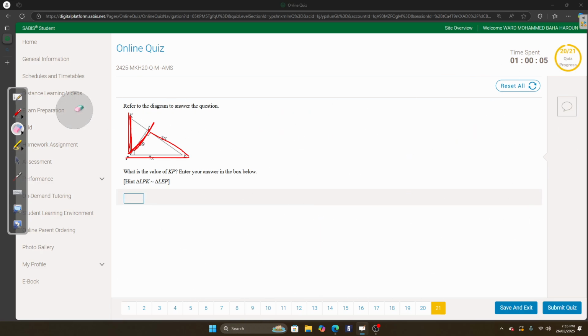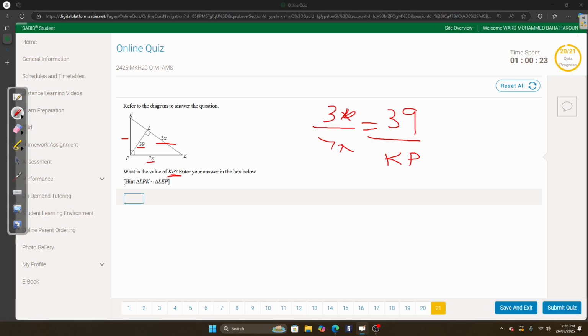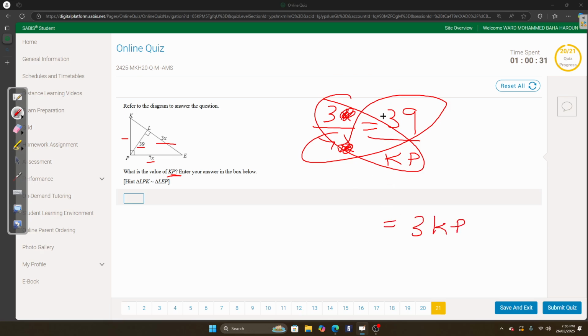Okay, I'll re-explain it for you guys. You have two variables and you have 39 over blank, okay? They want the value of KP. Since you have two numbers and they have variables, you need to put them over each other so you can cancel the variables, okay? And you put 39 over KP. Now you cancel the variables, you cross multiply, okay? You're gonna get 3KP is equal to this, which is 273.